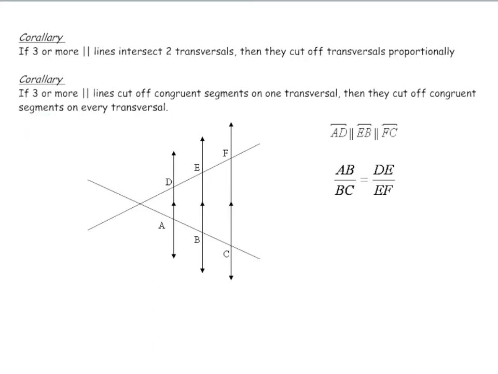The other corollary we have here says that if 3 or more parallel lines cut off congruent segments on one transversal, then they cut off congruent segments on every transversal. So if I knew my parallel lines here, AD, BE, and CF, cut it off such that DE was congruent to EF, it does it in a manner that AB would be congruent to BC. Now, the DE doesn't have to be the same thing as AB, but if these two are congruent, then I automatically know that the 2 on my other transversal should also be congruent.